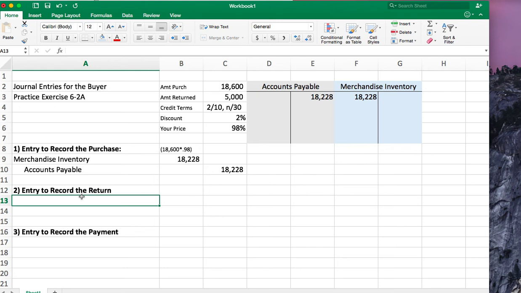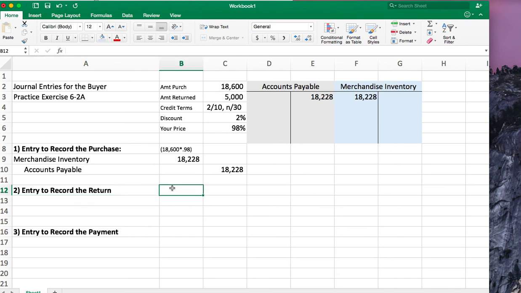Journal entry number 2 records the return of merchandise. Now that's just part of having a merchandising business, is that sometimes the buyers are going to return merchandise. And so here we are the buyer and we're going to return the merchandise. For a buyer, the return is the exact opposite of a purchase. In the purchase, we get inventory and then we owe money. But now we're going to return that asset, that inventory, and we owe less money. So we're going to flip journal entry number 1 for the amount of the return.